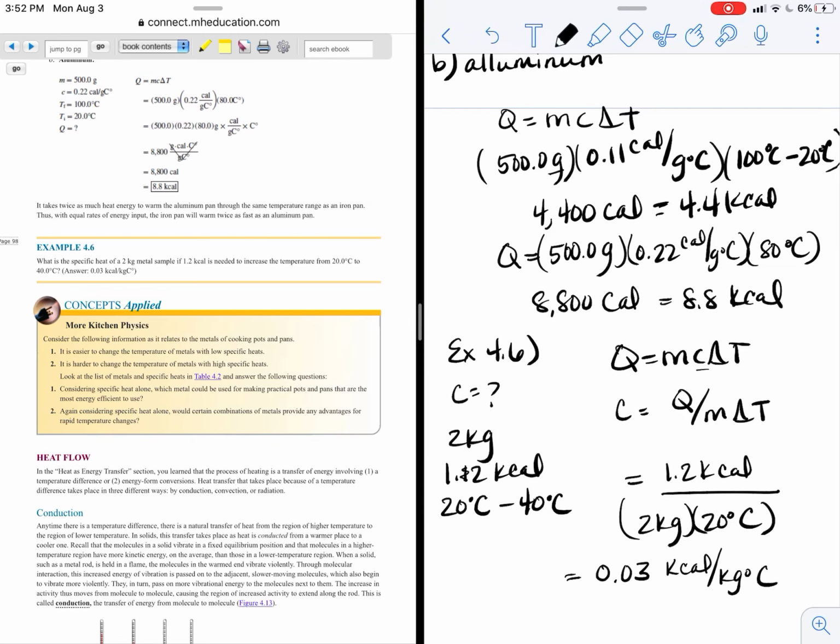Okay, so you might not always have to solve for heat. You might have to solve for specific heat or mass or even the change of temperature. But you do want to make sure that your units are the same. So if it would have given kilocalories and grams, you would have wanted to convert one of those to either calories or kilograms. All right, so I'm going to stop the video.